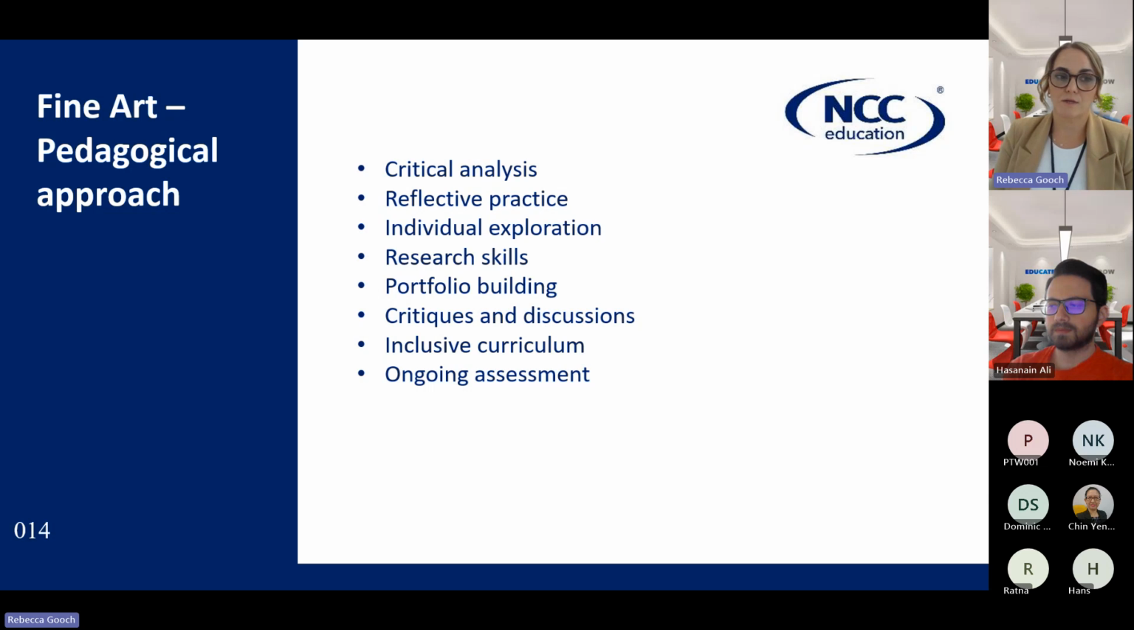We've really looked at an inclusive curriculum, in terms of a range of topics and discussions that should be promoted in the classroom, but also controlled by the lecturer in terms of debate. And again, to really look at that ongoing assessment throughout the unit.